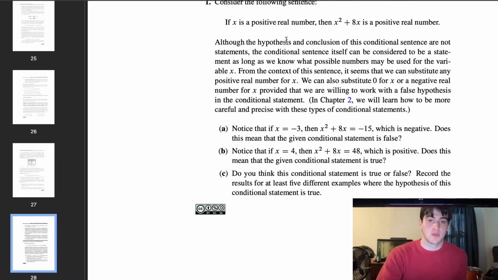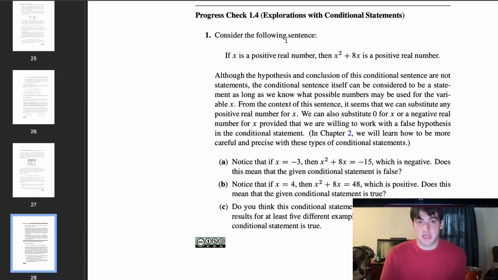All right, A. Notice that if x equals -3, then x squared plus 8x equals -15, which is negative. Does this mean that the given conditional statement is false? No, it does not. It doesn't prove the statement true either, but it just doesn't match the hypothesis. That's not what the statement is saying, because x is not a positive real number.